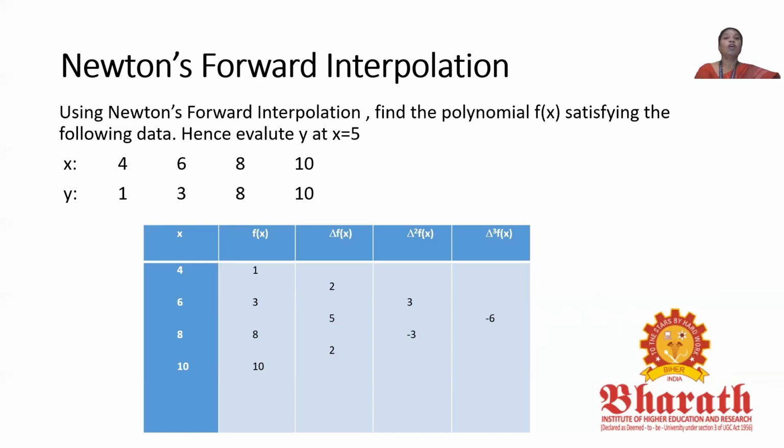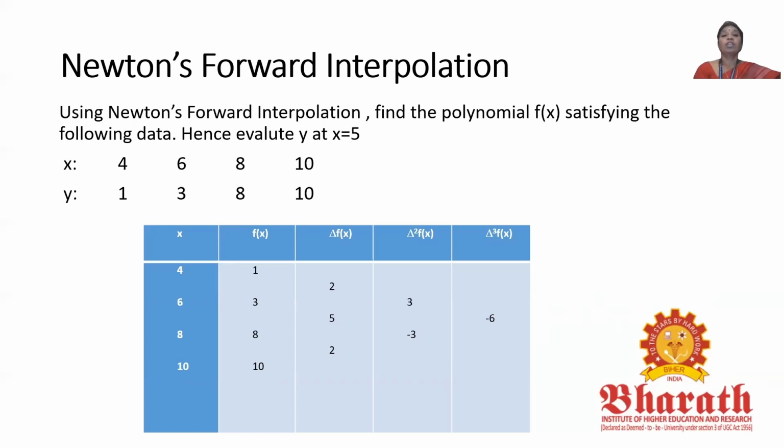So we are going to form a table. The columns are x, f of x, del f of x, del square f of x, del cube f of x, the differences. Then column wise, we are writing the values of x given: 4, 6, 8 and 10. Now we are writing the corresponding values 1, 3, 8 and 10.